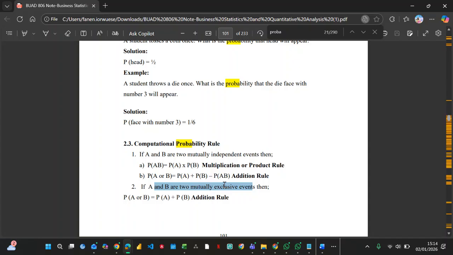Okay. Now, a very simple example: if I toss a coin, can I have a head and a tail at the same time? No, it is not possible. So it means you cannot get a head and a tail at the same time in one toss. That means these events are mutually what? Exclusive. I can't have them at the same time.